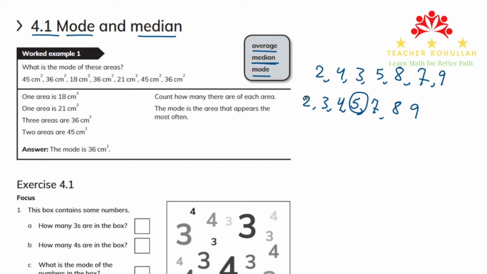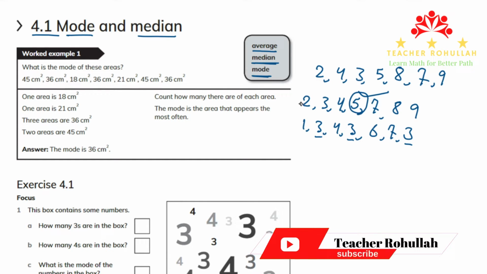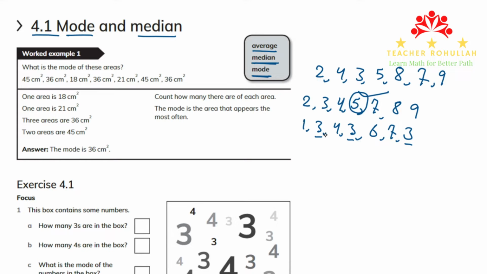If we see from both sides, from left and right, 5 is in the center. So 5 is called the median of this data set. If we have another data set such as 1, 3, 4, 3, 6, 7, 3, here we see that 3 is repeated 3 times. So when in a data set, the number that occurs most often is called the mode of that data. The number that occurs most often is called the mode, and the number that lies in the center of a data set is called the median.